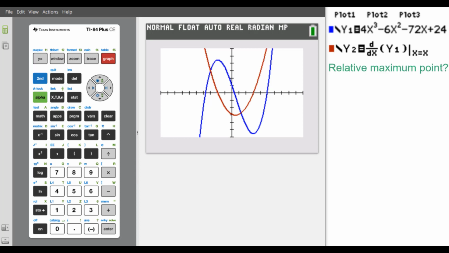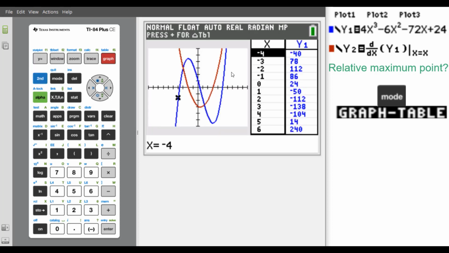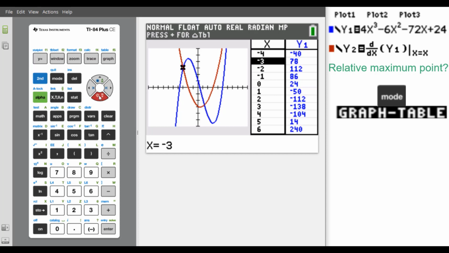And the question we could ask is, where is the relative maximum point? And we'll investigate this using mode graph table. I'll press second graph to be able to trace from the table. And so I'm going to go down the table. Notice that as I do that, the ordered pair is in the table, and you can see it on the graph. And this seems to be a maximum point right here.